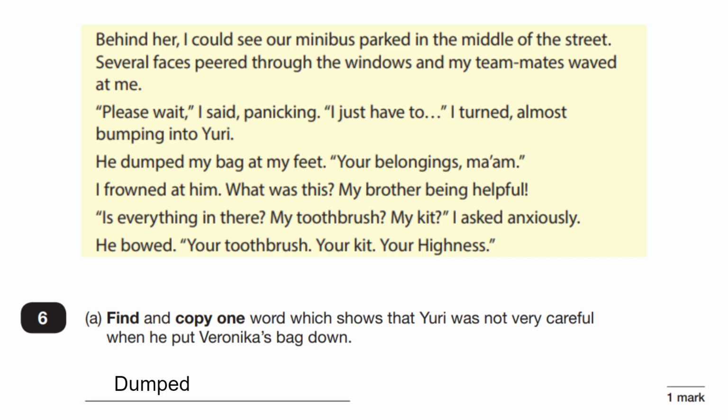So read through it, find where it says bag. I know it's about a brother and a sister. I found the word bag, and then I know how to put it down at the feet.